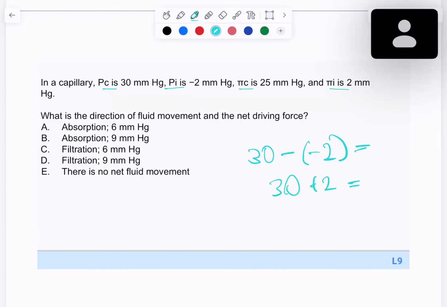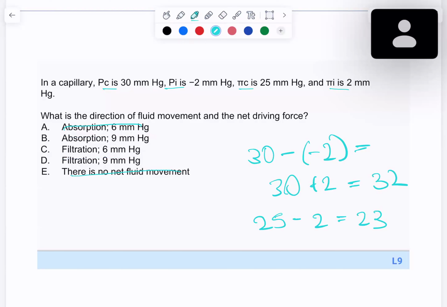30 plus 2, which is 32. So this is the hydrostatic pressure. And then the oncotic pressure is 25 minus 2 equals 23. And if I subtract the 2 from each other, I will get 9. And so that means that both of these are out. Of course, there is a net fluid movement, and so I have 9.